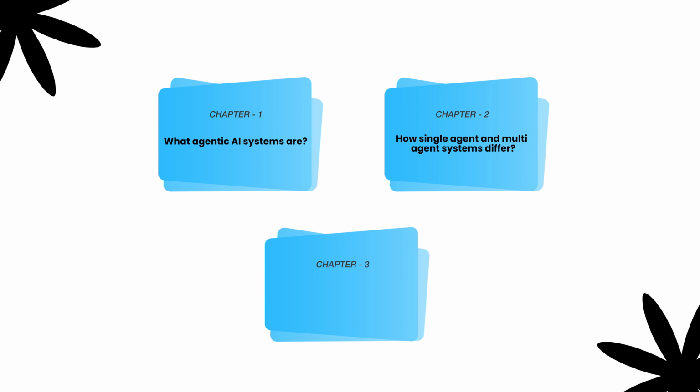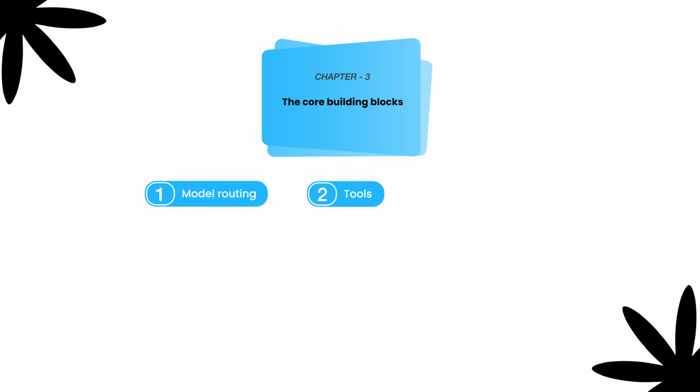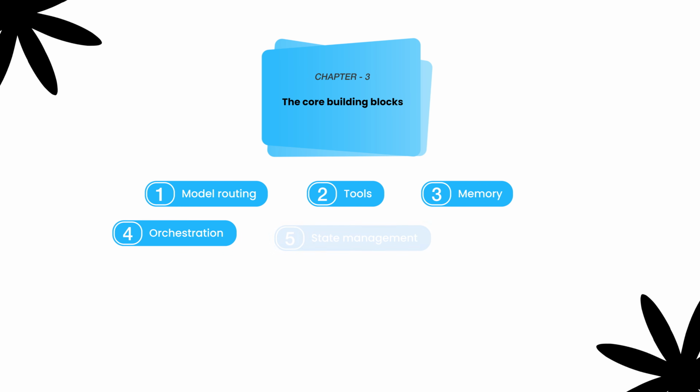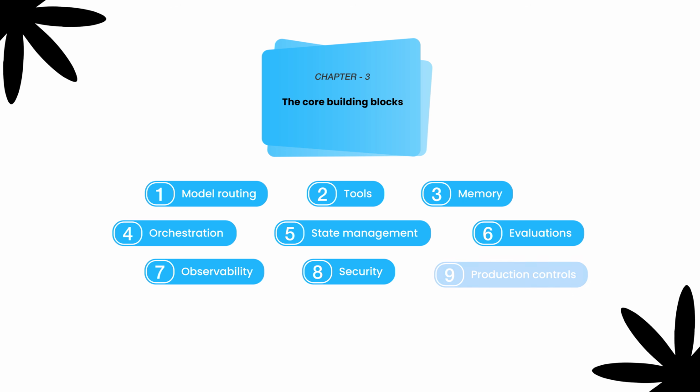And in this video, I want to break down agentic AI system design from a builder's perspective. We'll quickly recap what agentic AI systems are, how single agent and multi-agent systems differ, and then we'll move directly into the core building blocks: model routing, tools, memory, orchestration, state management, evaluations, observability, security, and production controls.